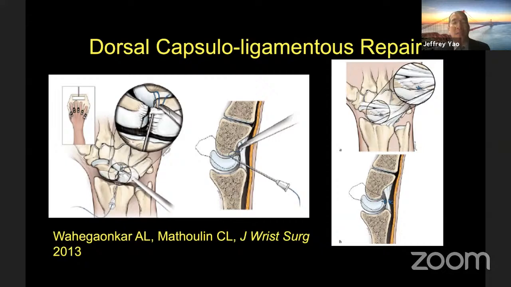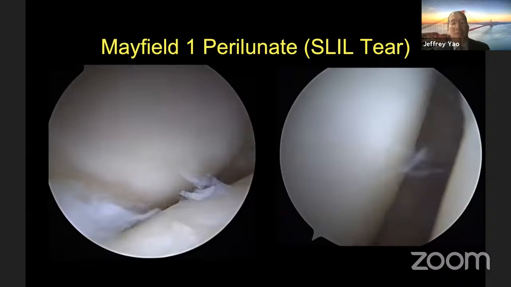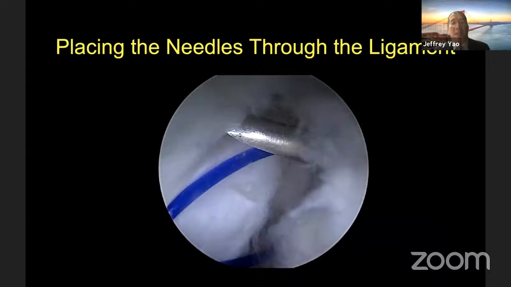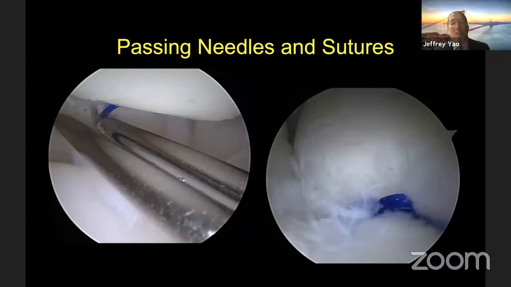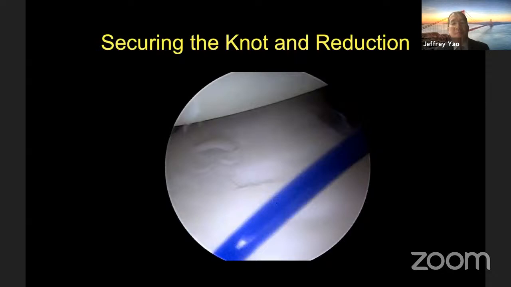Here's a Mayfield 1 or simple scapulolunate ligament injury. You can see the disruption of the scapulolunate space. And we place needles with a monofilament suture through the ligament from the radial carpal portal and shuttle them to the midcarpal portal, tie them outside the body and pass the knot back into the joint. As you can see in this video.